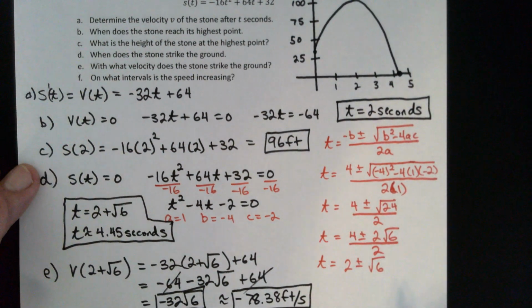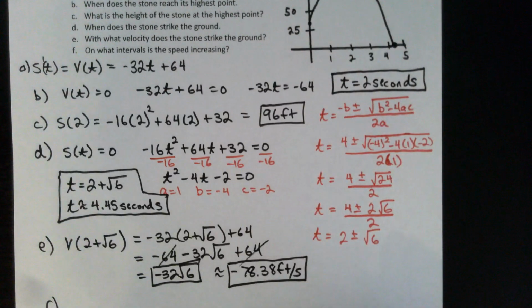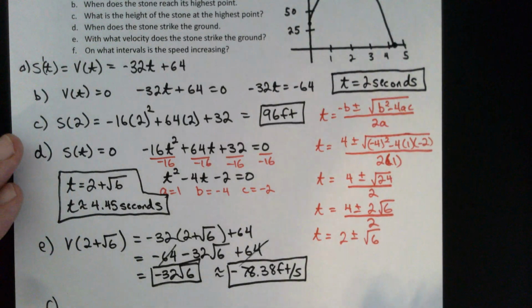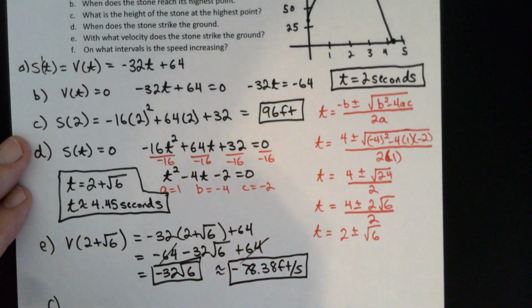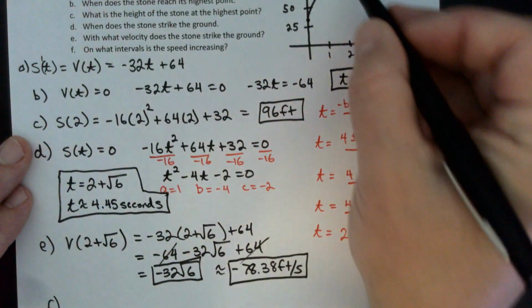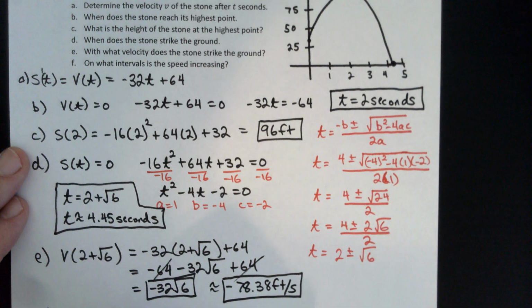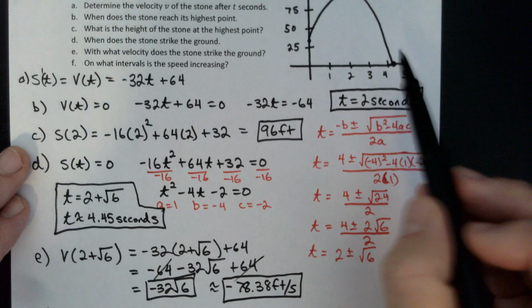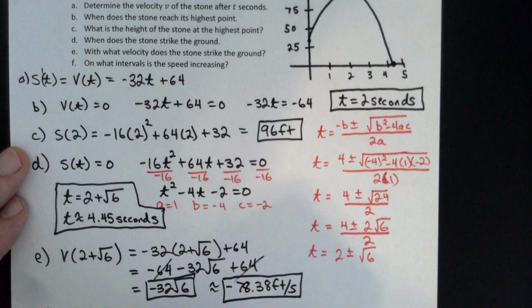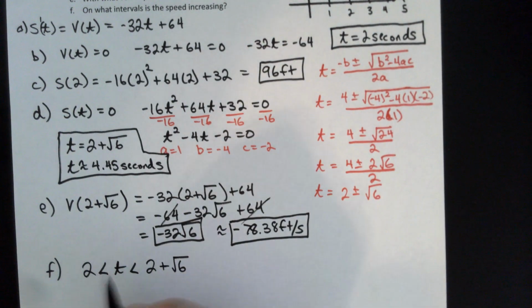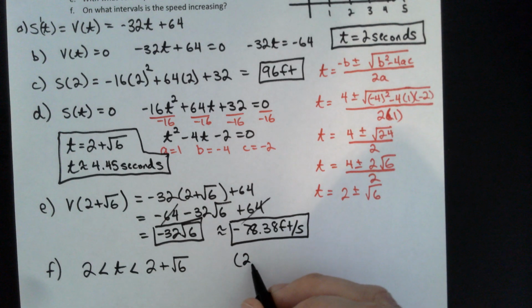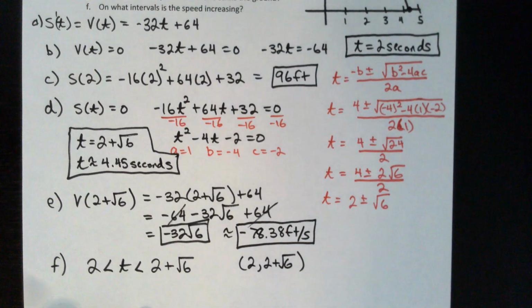Okay, so if that's the case, when both velocity and acceleration are the same sign, then you have increasing speed. So in what intervals is it increasing? Well, from that highest point, which we found was 2 seconds, from 2 is less than t is less than, and that last point over here was the 4.45, or the 2 plus square root of 6. And there's that answer. And if you wanted to write it in interval notation instead of set notation, it would be all the numbers between 2 and 2 plus square root of 6. And that is it for that problem.